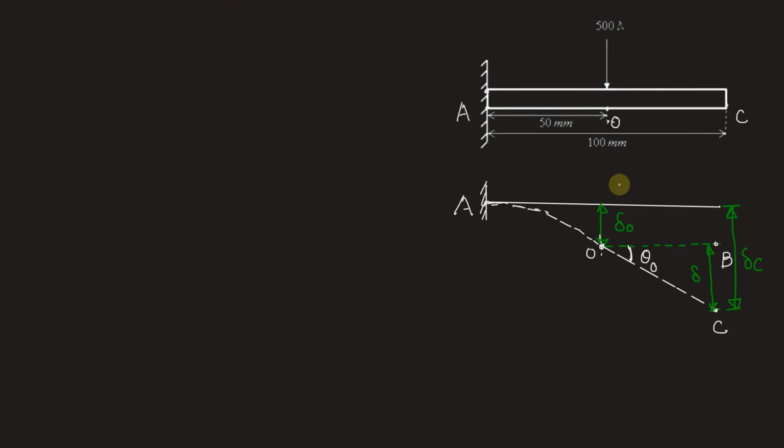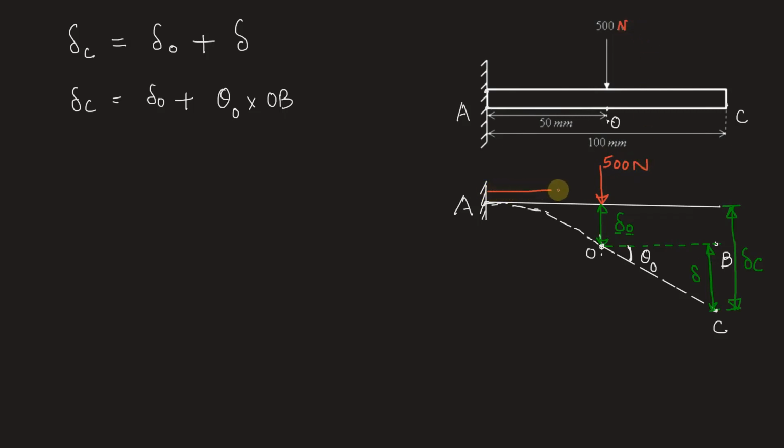So let's write it. We have delta C, deflection at point C, is equal to deflection at point O plus delta, which is nothing but BC. Now delta C can be written as delta O plus delta, which can be found out using theta O times OB. OB is nothing but 50 millimeters. So delta O is nothing but the deflection at free end due to point load at the free end. So the point load here is 500 Newton and span of this small beam will be taken as 50 millimeters instead of the complete length of the beam.